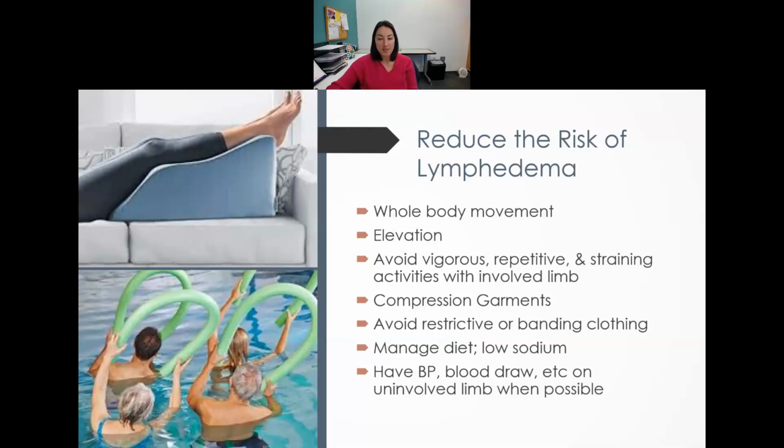Compression garments are really good to be worn in order to increase the fluid return to the heart and decrease the gathering of fluid in a limb. You do want to avoid restrictive or banding clothing that can actually decrease the venous return and cause more swelling below that area. Manage your diet. Doing a low sodium diet would be key. And drinking enough fluids. And then have any blood draws be done on the uninvolved limb. So if one arm is swollen, then anytime you're doing blood work or taking blood pressure, it would ideally be in the other limb.